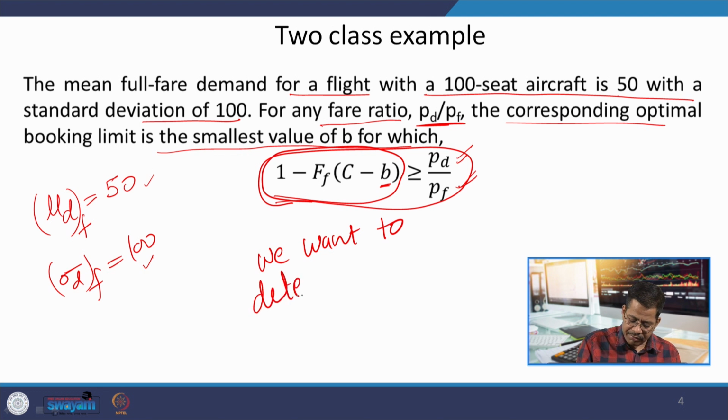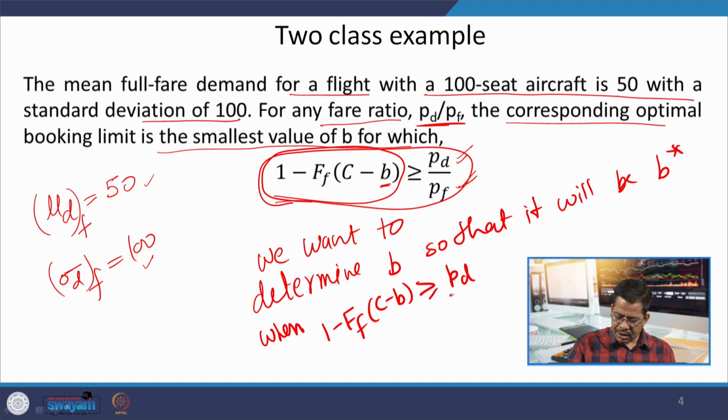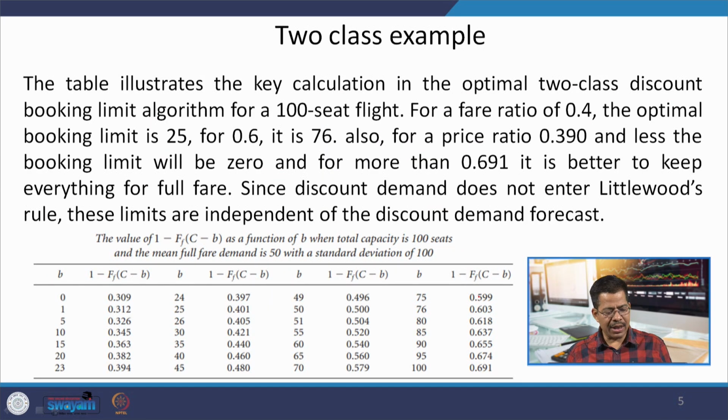We want to determine B, so we will call it B optimal, and this will be when 1 minus F(C minus B) is just equal to or more than this ratio of Pd upon Pf. So, you see that fare ratio we are considering is 0.4, Pd upon Pf.